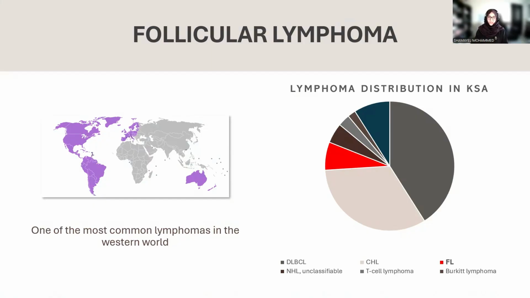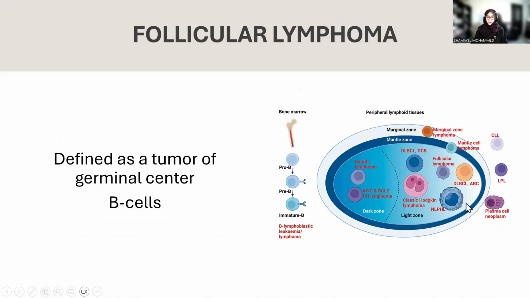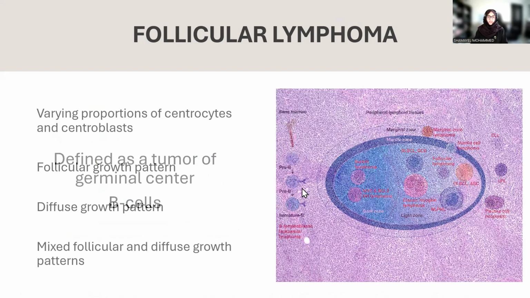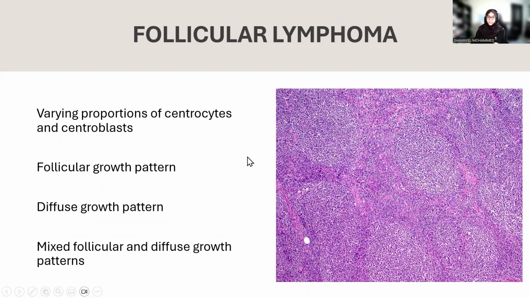Follicular lymphoma, as we said, is one of the most common lymphomas in the Western world, and it arises from the germinal center. So you would expect it to arise from this zone of the lymphoid follicle, and it consists of centrocytes and centroblasts. It can have a follicular or diffuse growth pattern or a mix of follicular and diffuse.